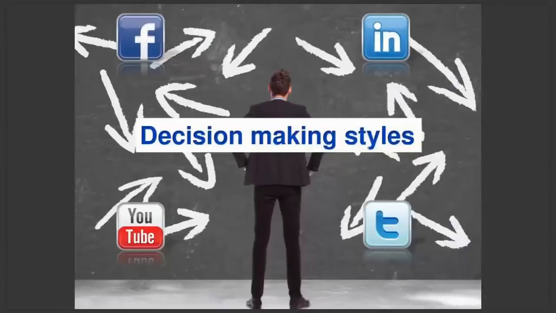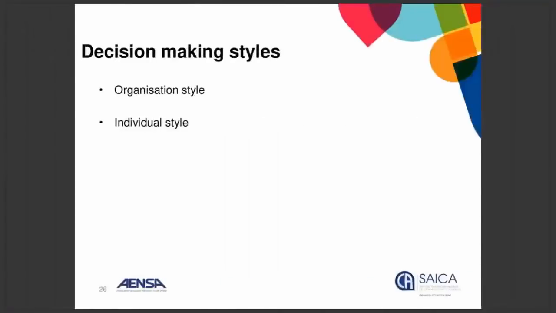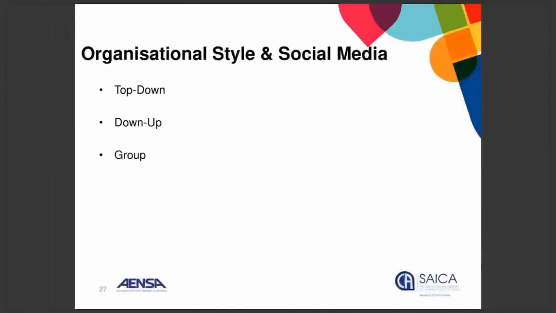We now move on to having an understanding of the decision-making styles that apply in an organization and also apply to the individual that is responsible for a decision. So if you look at the organizational style, there are 3 types of styles that are used. It would be a top-down style, a down-up style, and a group style. And we will discuss each of them, and then also look at how you can make use of social media tools to enhance your organizational style.